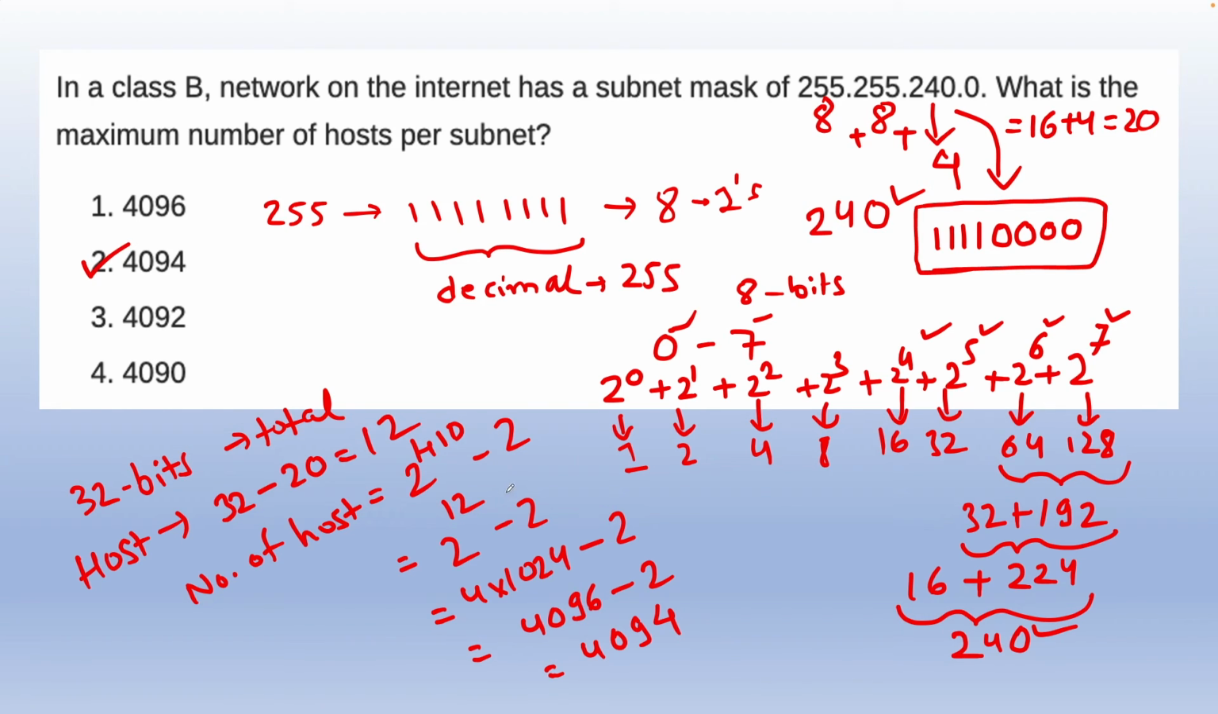The second option, option number 2. Why have we subtracted these two addresses? Because we have subtracted the direct broadcast address and the network address. This one is your last address in the network and this is your first address in the network. We subtract them because the usable addresses are only these. Usable addresses are only 4094.